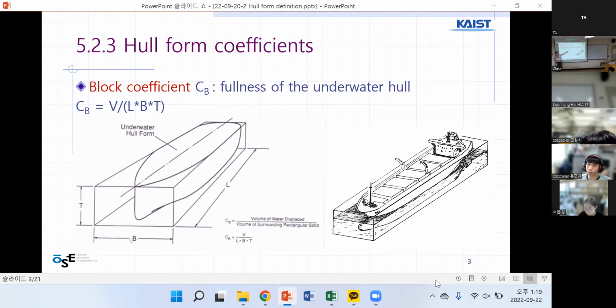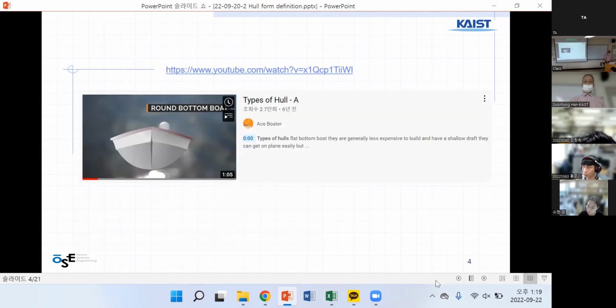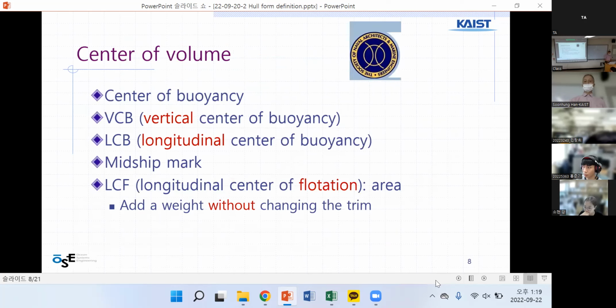What was the name? Center of flotation. It is the center of this area, not volume. This is the center of flotation, here. Area, not volume. This one is a volume: center of volume.